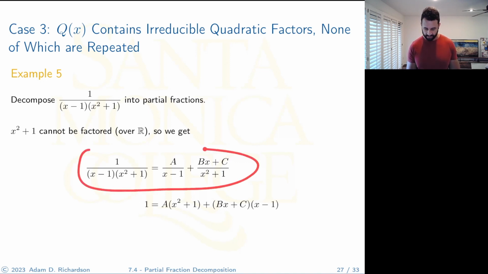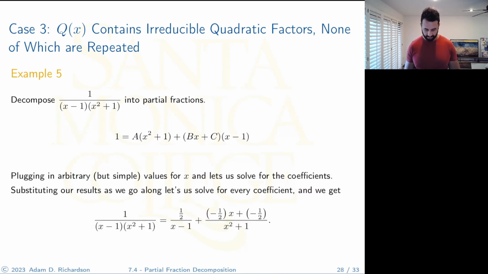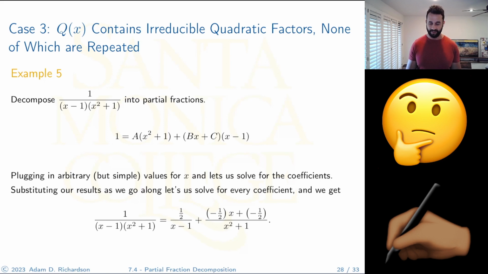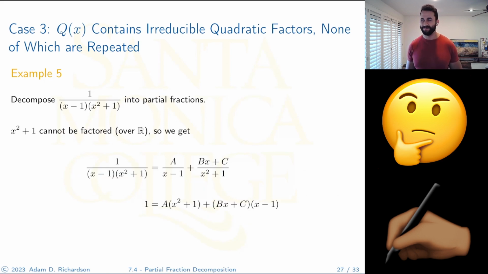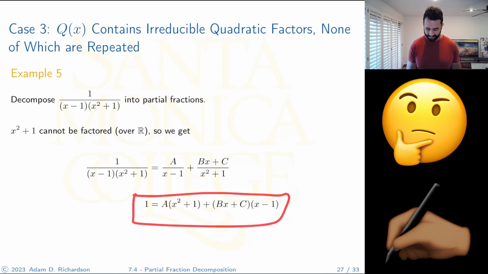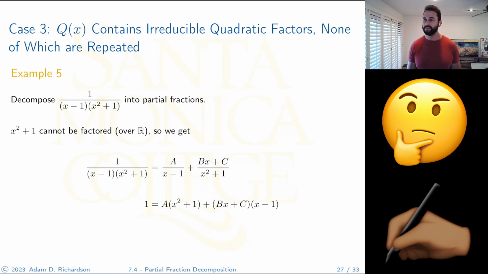All right, so starting here, we're going to multiply both sides by the LCD, and then we get this. Now we can choose some arbitrary but simple values for x, and that'll let us solve for the coefficients. I'm not going to go through the process again, but why don't you try to do this one right now? Let me hide it. Pretend you didn't see that. Start with this. Plug in some simple but helpful values of x and try to find what A, B, and C are. Go for it.